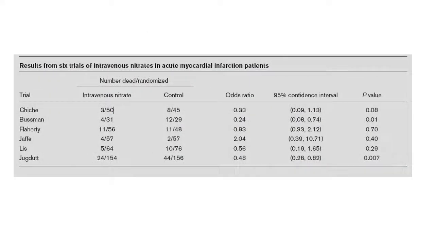So we have 6 trials that we see here. You may have slightly different inclusion or exclusion criteria, but basically what you'll see, with my laser pointer, is that we have different trials, usually named for the lead authors, and we have IV nitrate groups. We're going to see the number of patients who died versus the total number that were randomized. So you can see here in this Cheech trial, 3 patients died versus a total of 50 that received IV nitrate. And in the control group, 8 patients died versus 45 in the control group in total.